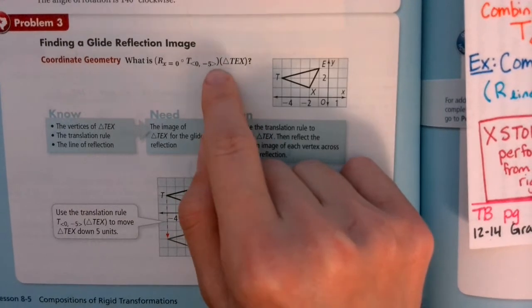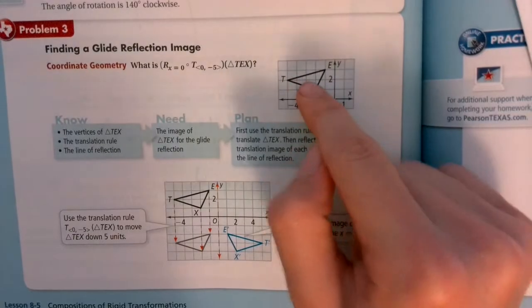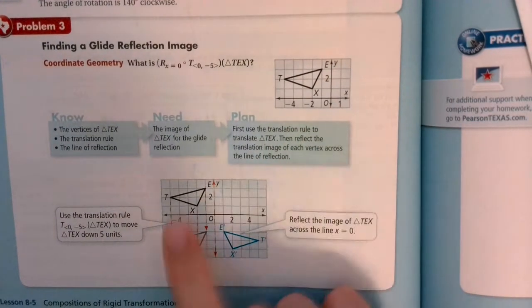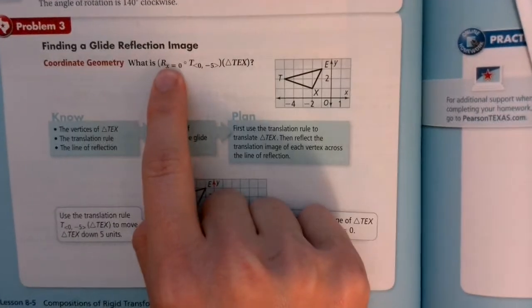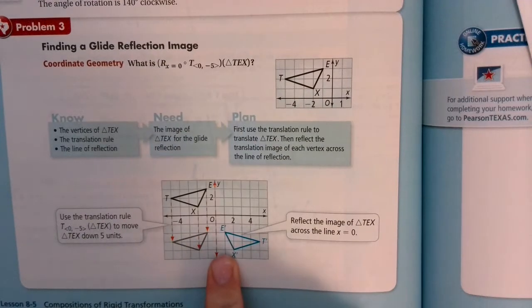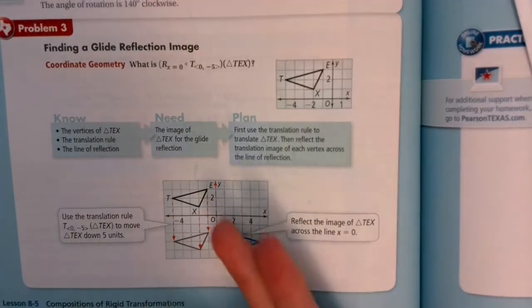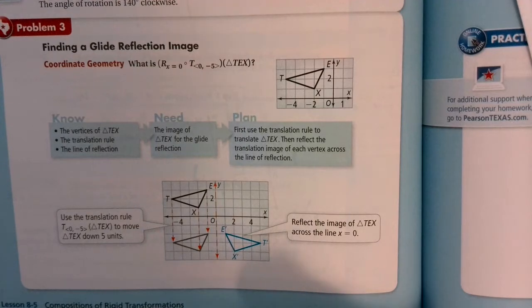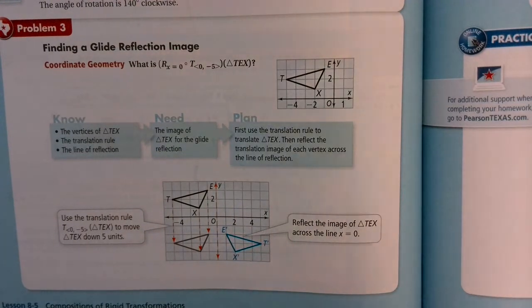So triangle text, we're going to move it 5 down. So we're going to move it 5 down, and then we're going to reflect it over the line x equals 0. Well, the line x equals 0 is just the y-axis, so we're going to take that and flip it over the y-axis. That is how that works.